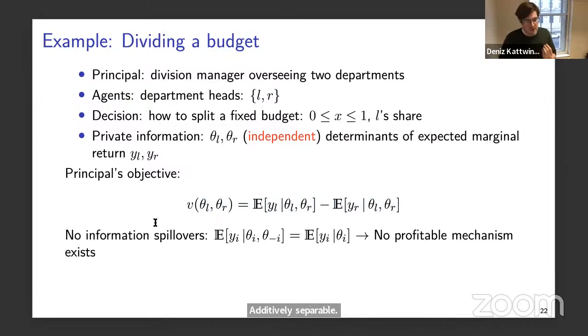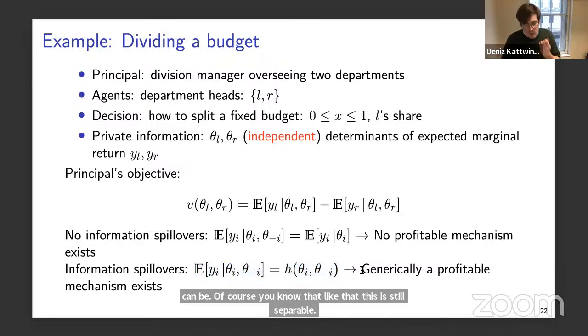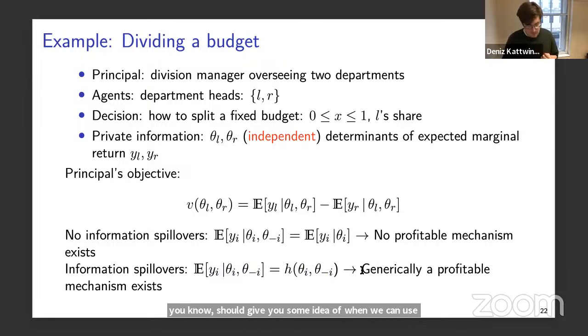Well, if there are no information spillovers, in the sense that the marginal return of each department only depends on the information that the department head of this department holds, then you see that this is additively separable. So then no profitable mechanism exists. But generically, as soon as one department head holds some information that is also relevant for the expected marginal return of the other department, then we are in business. Then we predict that there's a value of designing the optimal mechanism. Generically, a profitable mechanism exists. It can be, of course, that this is still separable, but generically it is not. And this should give you some idea of when we can use profitable mechanisms. Okay.